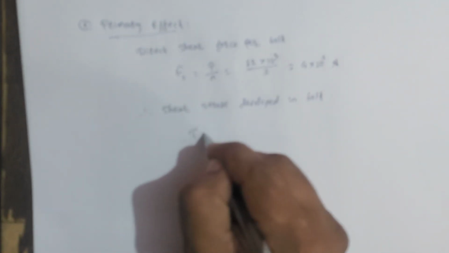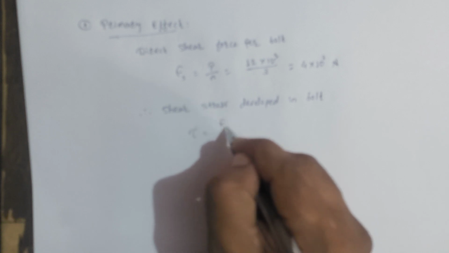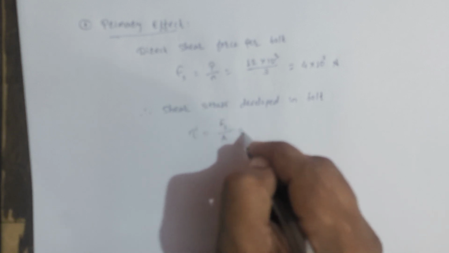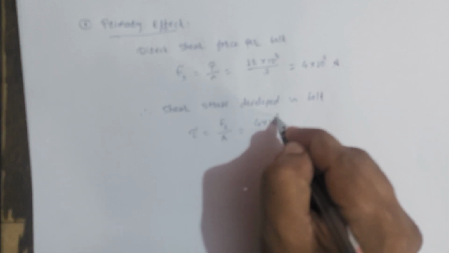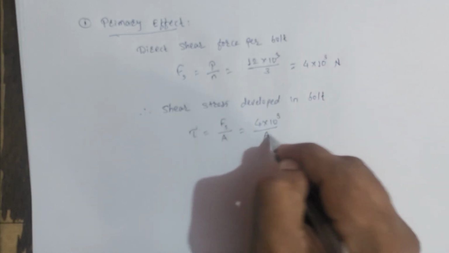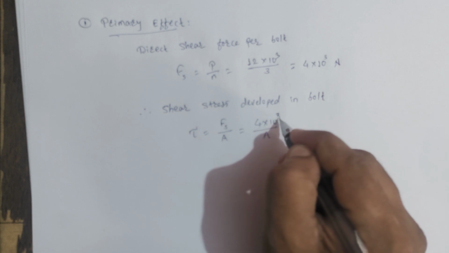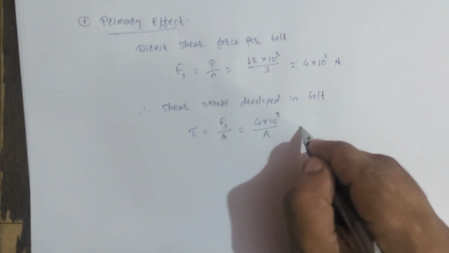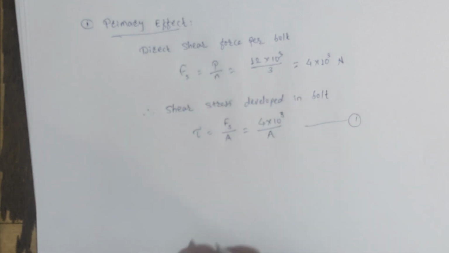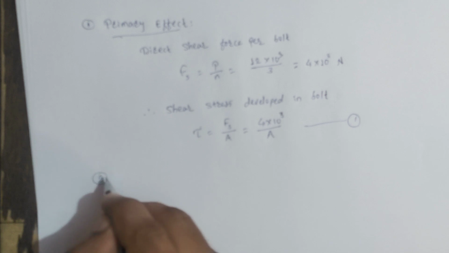This is the direct shear load, and therefore the shear stress developed in the bolt is nothing but force per unit area. So shear load is 4 into 10 to the power 3 divided by area. Area is unknown as we don't know the diameter. So this is an unknown, and we can say this is equation number 1. Then we'll see the secondary effect.